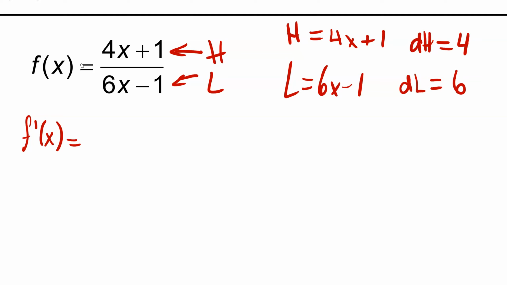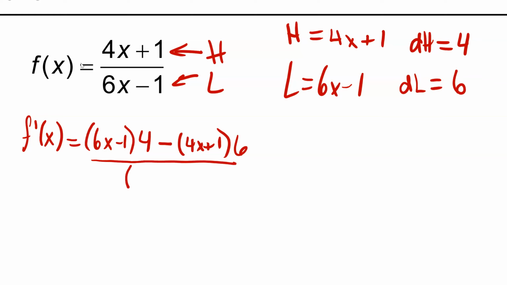So, f prime of x, aka first derivative. So, low, 6x minus 1, D high, so that's going to be 4, take minus high, 4x plus 1, D low, which is 6, cross the line, and then you square exactly what you had before.